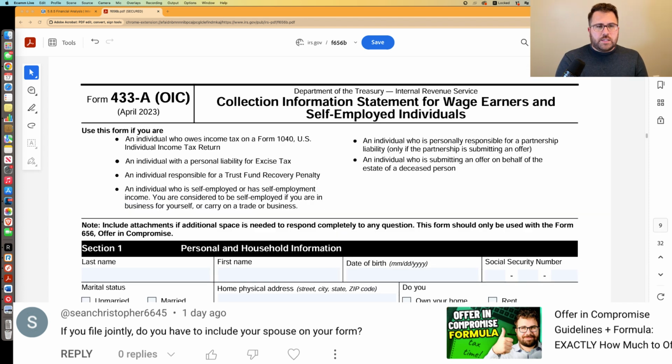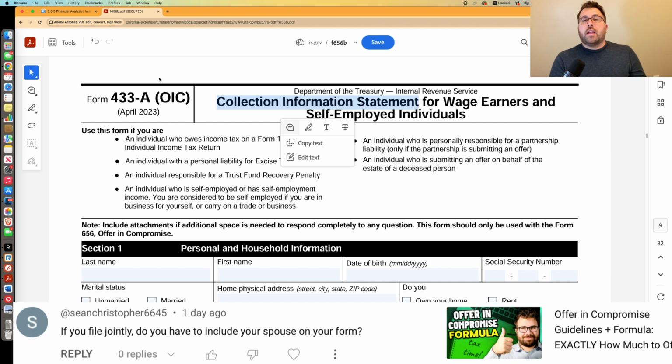Now, the second form that we talked about, and let me pause it and go back up to it, is the 433-A OIC. Okay, and this is a collection information statement, like all the 433s. Basically, this is your full financial disclosure to the IRS about your financial situation. And if you live with your spouse, then your spouse is a part of your household. They would affect how you fill out this form, even if they're not liable.